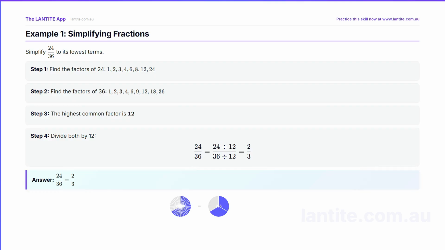Let's work through simplifying 24 over 36. First, list the factors of 24: 1, 2, 3, 4, 6, 8, 12, and 24. Then the factors of 36: 1, 2, 3, 4, 6, 9, 12, 18, and 36. The highest number that appears in both lists is 12. So we divide both the numerator and denominator by 12. 24 divided by 12 is 2, and 36 divided by 12 is 3. The answer is 2/3. The pie charts confirm that 24/36 and 2/3 cover the same area.